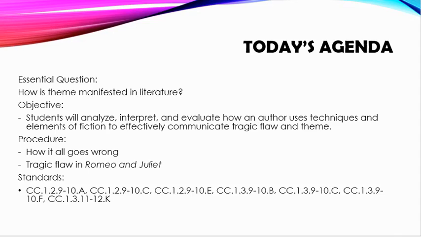For today's lesson, I want to review a little bit about theme. This is the third or fourth time we've actually talked about this, but the essential question for this lesson and your assignment would be, how is theme manifested in literature? We're going to dig a little bit deeper in class, but I'm going to give you an overview that we can revisit. But I want you to come to me with questions on theme. And I really want to walk through how it all goes wrong and how the tragic flaw in Romeo and Juliet leads to the theme.